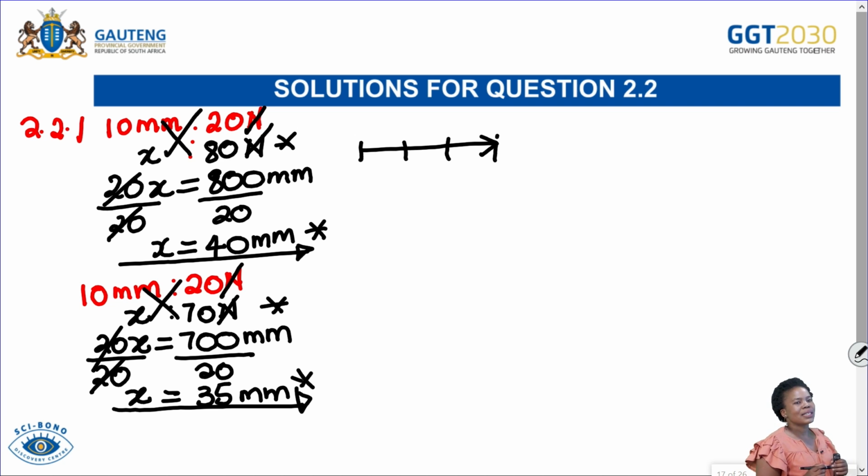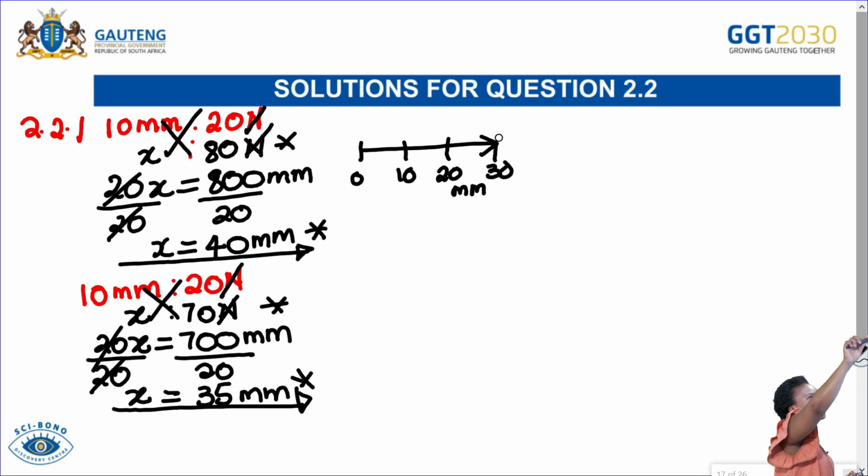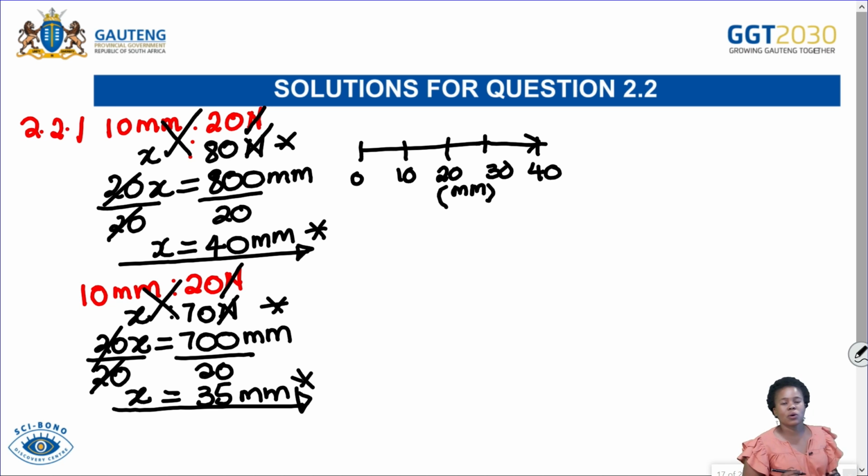Okay, that means here you've got your millimeters. Using your ruler, you place it and you just draw 40 millimeters. So this is your 0, 10, 20, 30, 40. Okay, these are your millimeters using your own ruler.